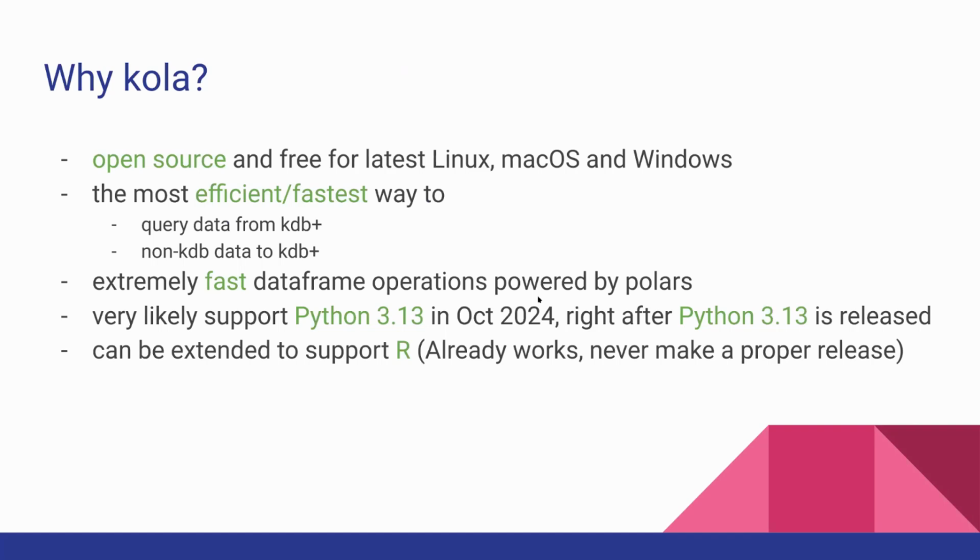So why kola? First of all, it's open source and free for the latest Linux, Mac OS and Windows. It is the most efficient and fastest way to query data from KDB and send non-KDB data to KDB, with extremely fast data frame operations powered by polars. It will very likely support Python 3.13 this October, right after it is released. It can also be extended to support R. It already works, I just never made a proper release.